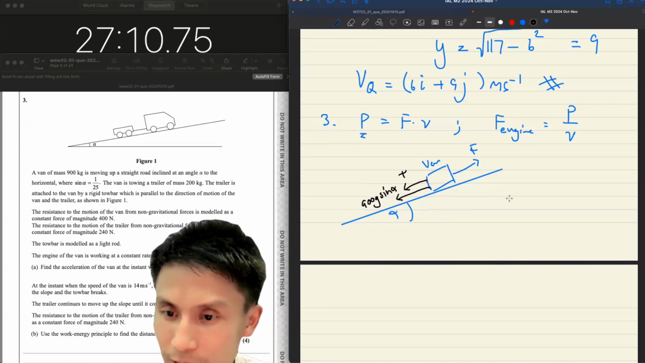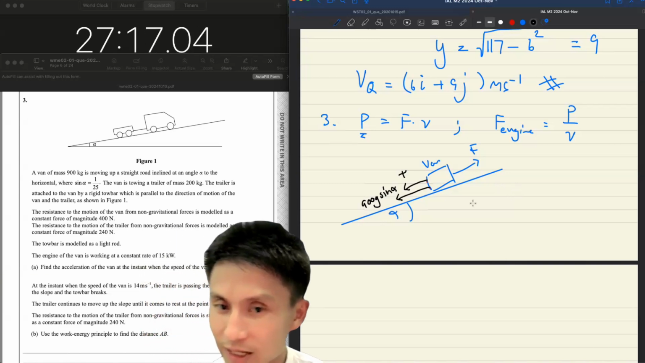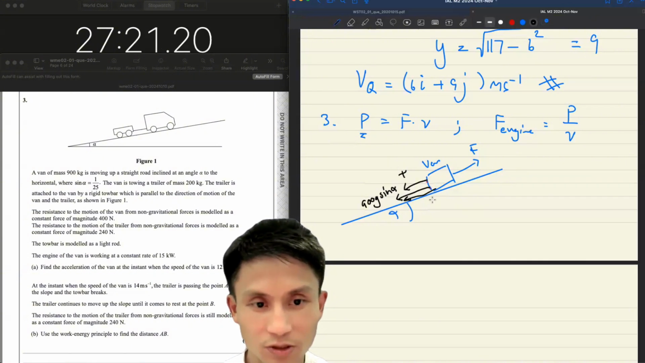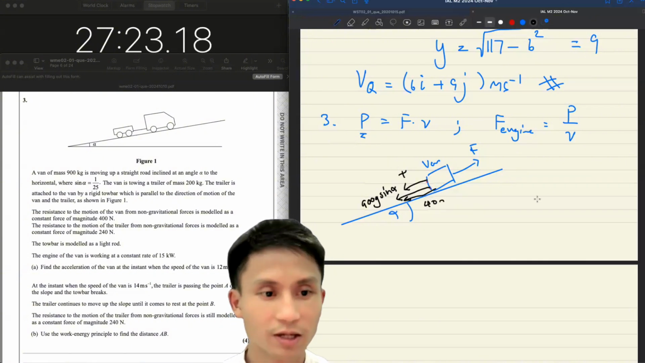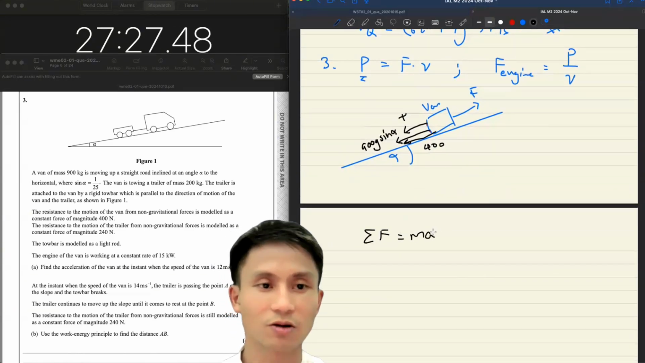Resistance of the motion on the van from the non-gravitational force. So there's another resistance here we need to take into account. There's another force here, friction, 400. So let's do sigma F equals ma, Newton's second law.